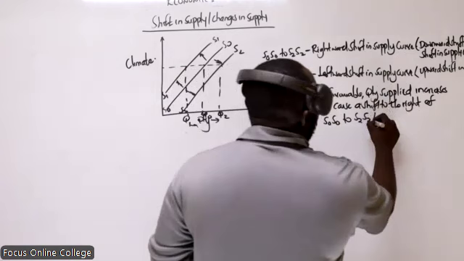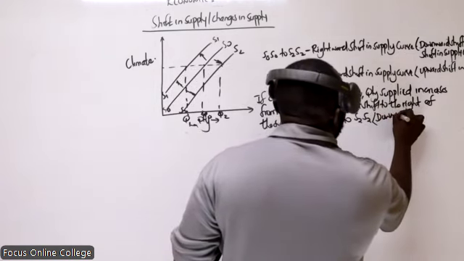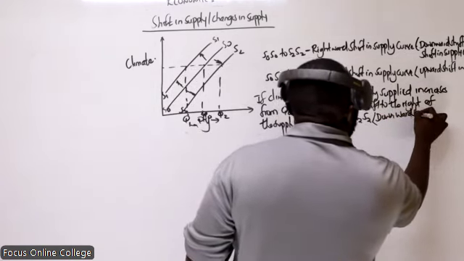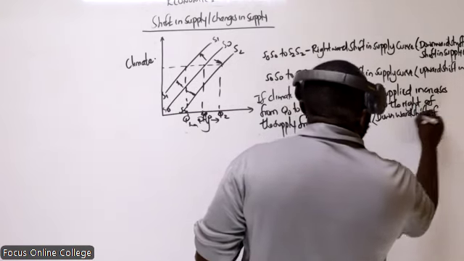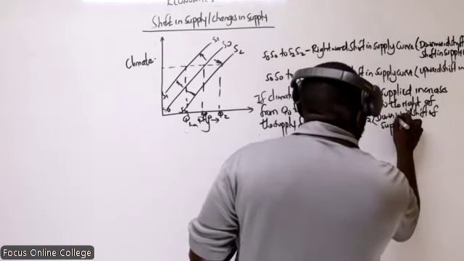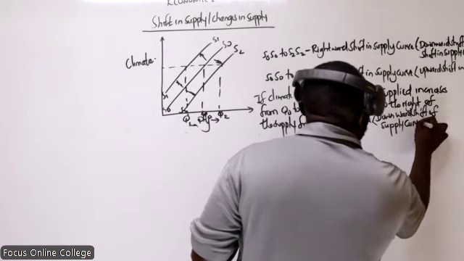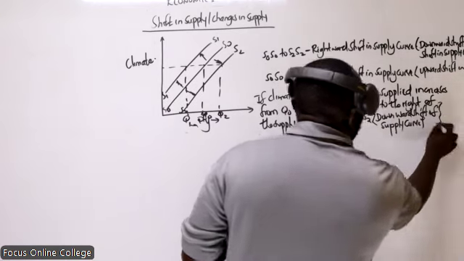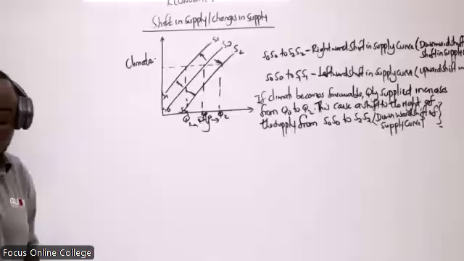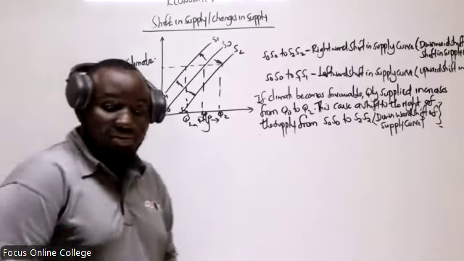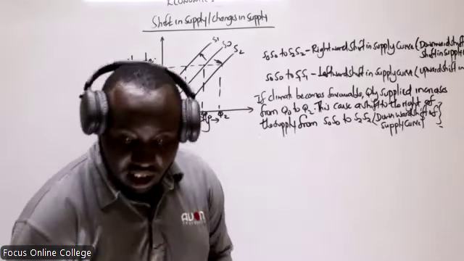So the other name for the rightward shift is downward shift of supply curve. We call it the downward shift of the supply curve. I hope everybody is at home.